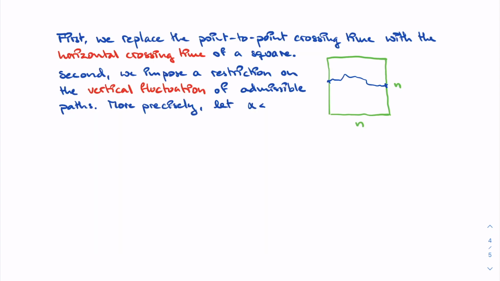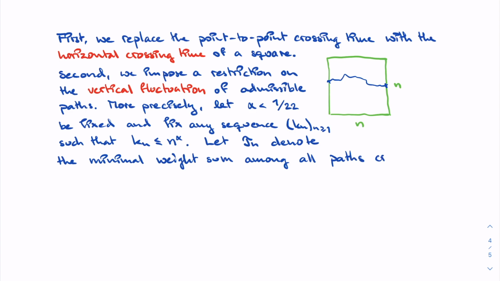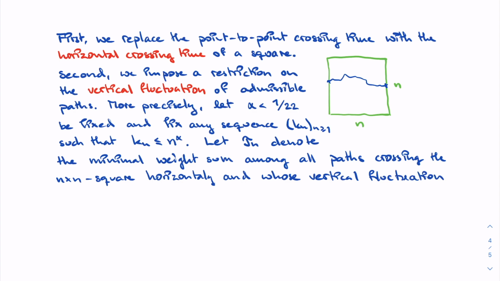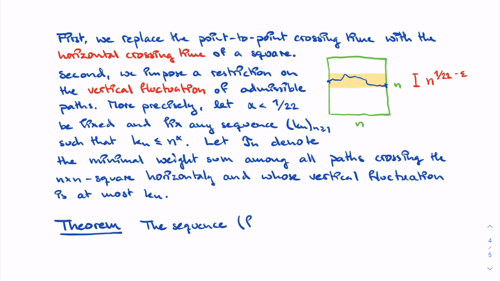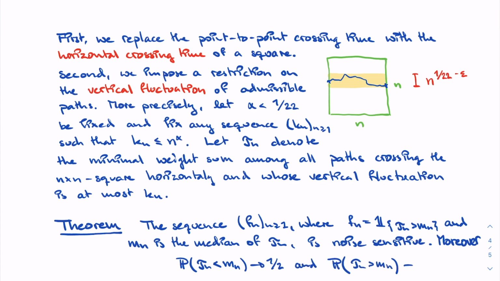More precisely, let alpha be less than 1/22 and fix any sequence kn such that kn grows no faster than n^alpha. Let tau n denote the minimal weight sum among all paths crossing the n by n square horizontally and whose vertical fluctuation is at most kn. Our main result says that the sequence of indicator functions of the event that tau n is above its median is noise sensitive, and indeed splits the distribution of tau n roughly in half.